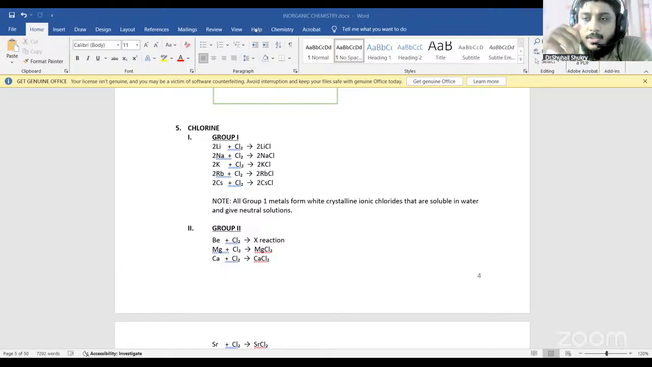Beryllium oxide, what type of oxide is it? Acidic oxide, basic oxide, or amphoteric? What type of oxide? Amphoteric oxide. Well done. So you know everything related to this. Will sodium react with nitrogen? No, very good. Will lithium react with nitrogen? Yes. What is the color of lithium nitride? Red. Well done.